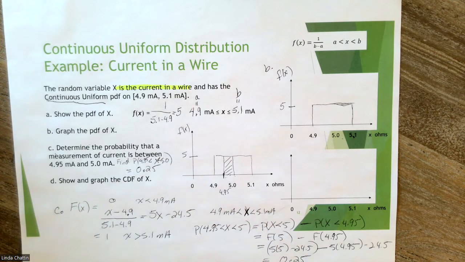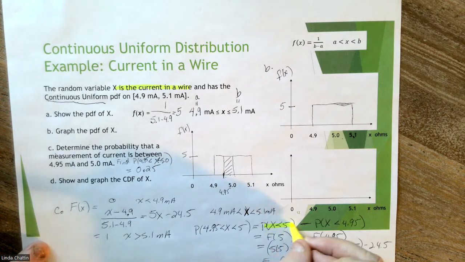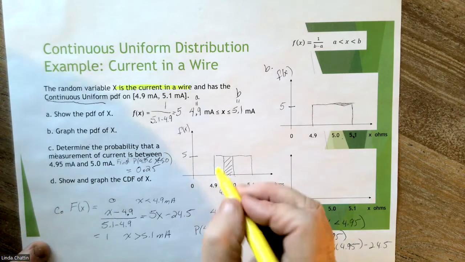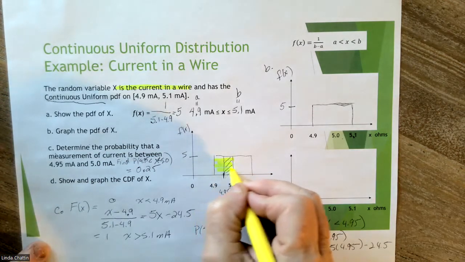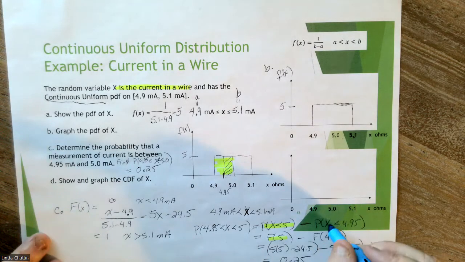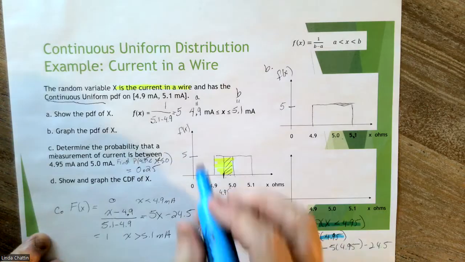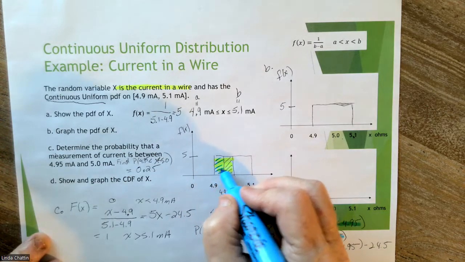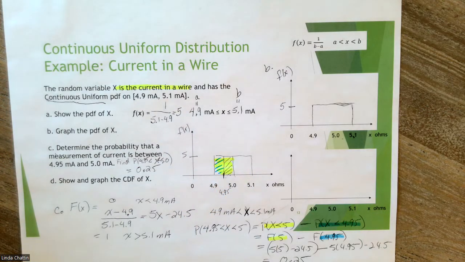0.25. So again, why does this work? Well, if I highlight the probability X is less than 5, that would be this yellow area. And if I highlight the probability that X is less than 4.95, that's going to be this area here. And so when I subtract the blue area from the yellow area, I get the original shaded area, which is that 0.25. Part D says, show and graph the CDF of X.